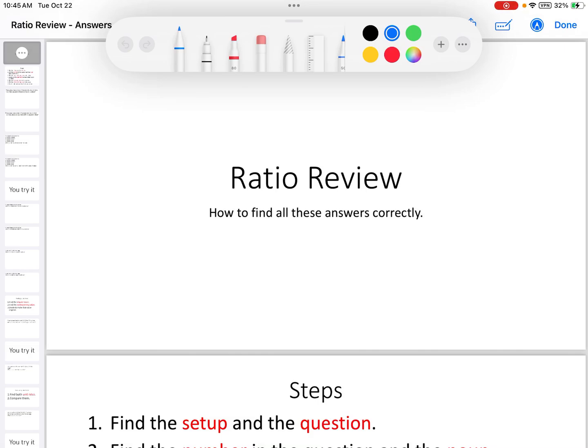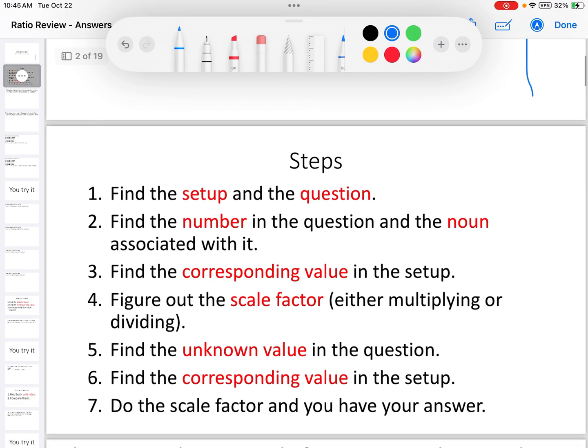Hello, here is a review of how to solve ratios. All right. So, every one of these questions has two sections. They have a setup and a question. So the first thing you need to find is the scale factor.